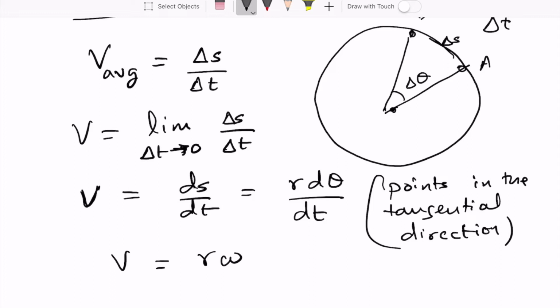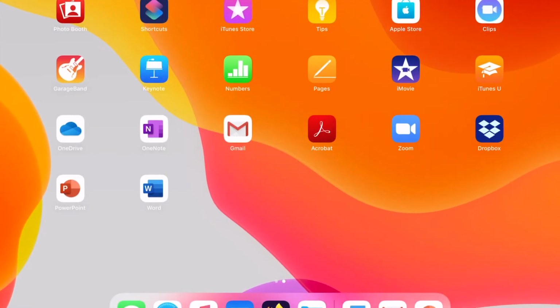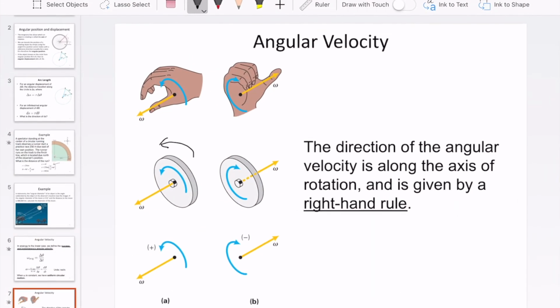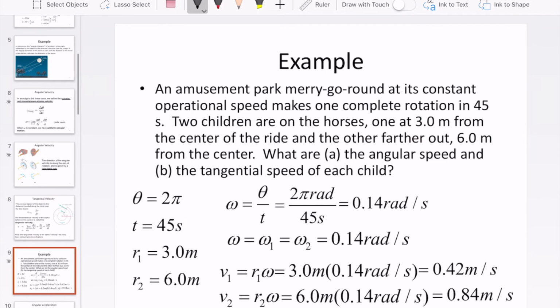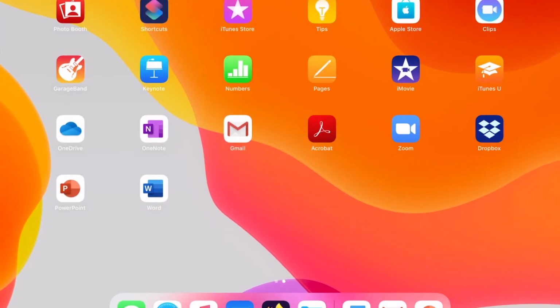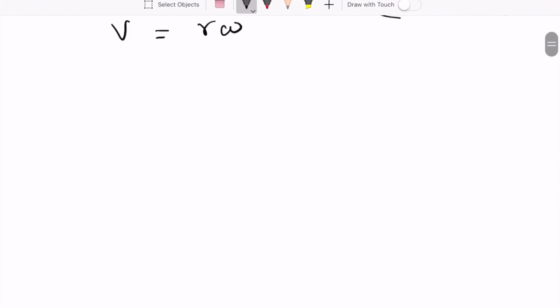So let's look at an example. Let me just pull up the PowerPoint. Yeah, so let's look at an example where we apply all these. This problem in slide 9 is fully worked out on the slide, but we might as well just go over it. So this is the problem on slide 9.